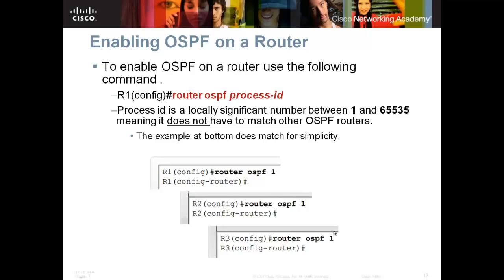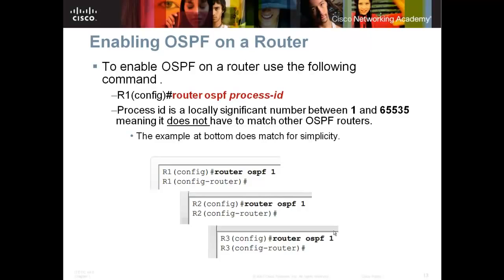This process ID does not affect the grouping of OSPF. In EIGRP, the autonomous system number does affect the grouping. So in EIGRP, it's router EIGRP 1, and I will only talk to other routers that are in router EIGRP 1. This number here in OSPF has no effect, so the other routers do not have to match, and that's where it gets confusing.